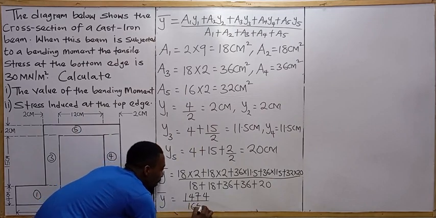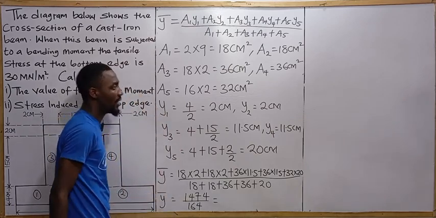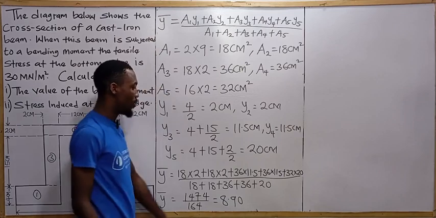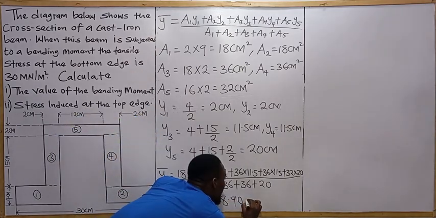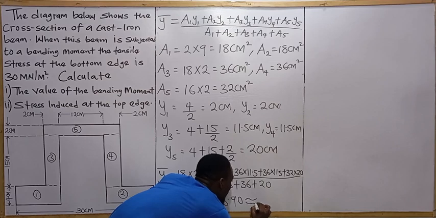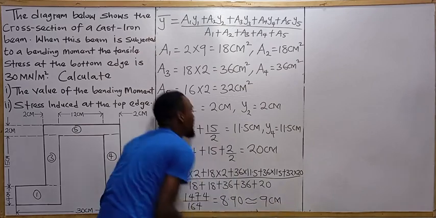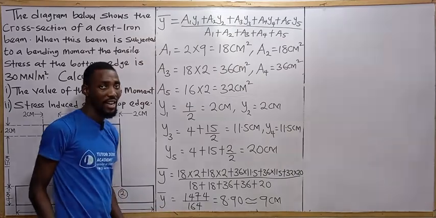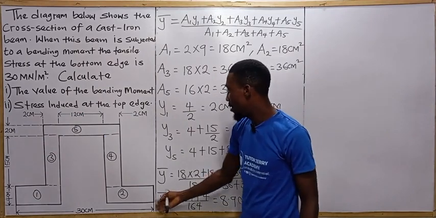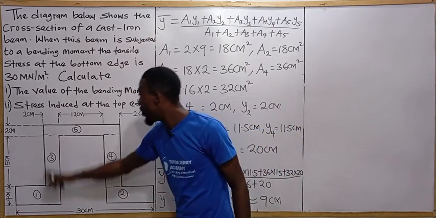All right, so this will be equal to, if you divide 164 by 1404, we are going to have 8.90. And if you approximate this, you are going to have 9 cm. So we are going to be using 9 cm here for the neutral axis. So it shows that from the bottom part to the neutral axis is going to be 9 cm.